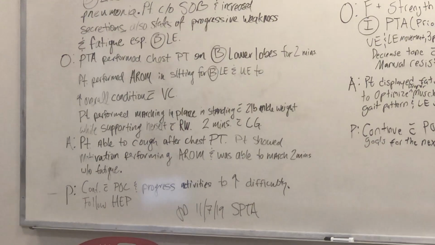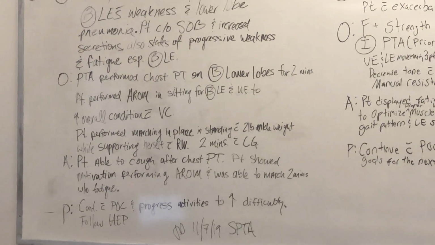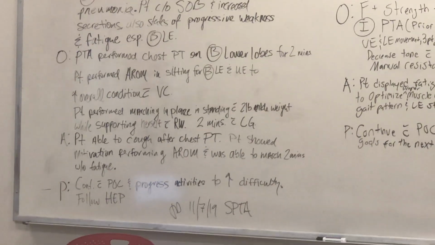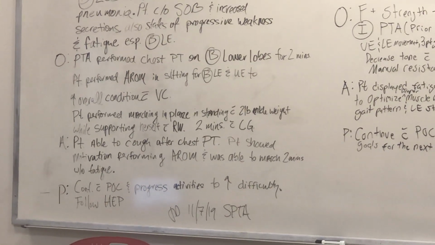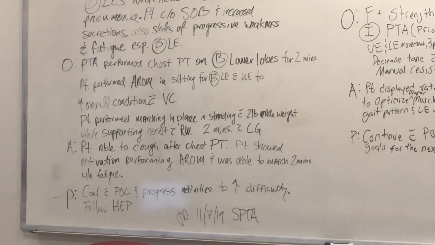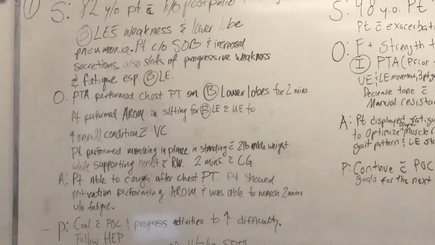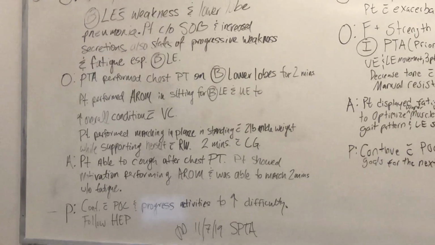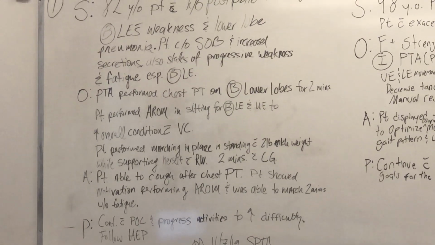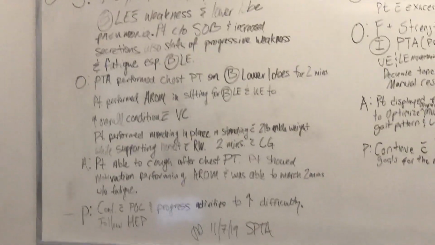Patient able to cough after chest PT. Patient showed motivation performing active range of motion, was able to march 2 minutes without fatigue. Plan: continue with plan of care, progress activities to increase difficulty, and follow home exercise program.